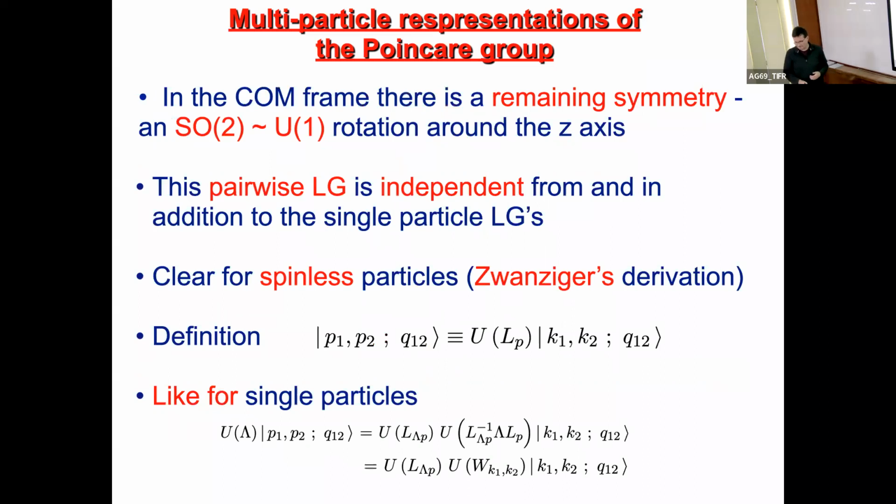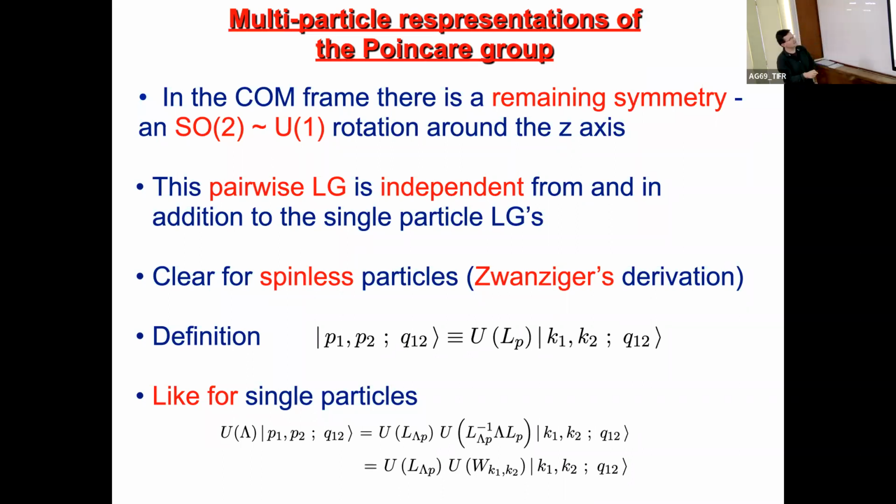particles. Okay. So what we are saying is that in this center of momentum frame, there is an additional remaining symmetry. There's an additional rotation around the z-axis, a U1 symmetry, which you can perform. So there's an additional symmetry. So there's an additional little group here, but it's a little group that is characterizing the pair of particles. It's not characterizing any of the individual particles. It's characterizing the relative transformations of these two particles.